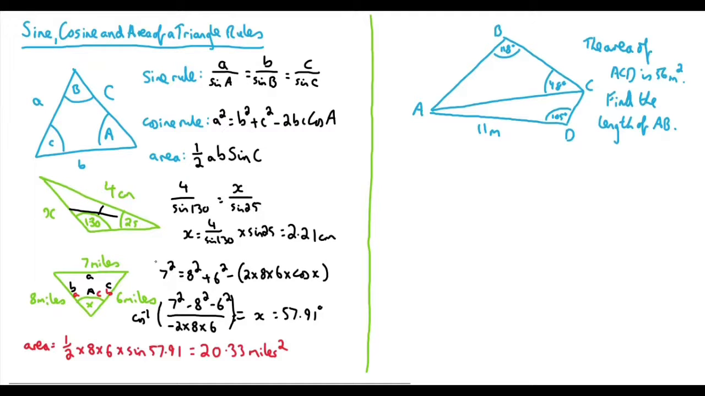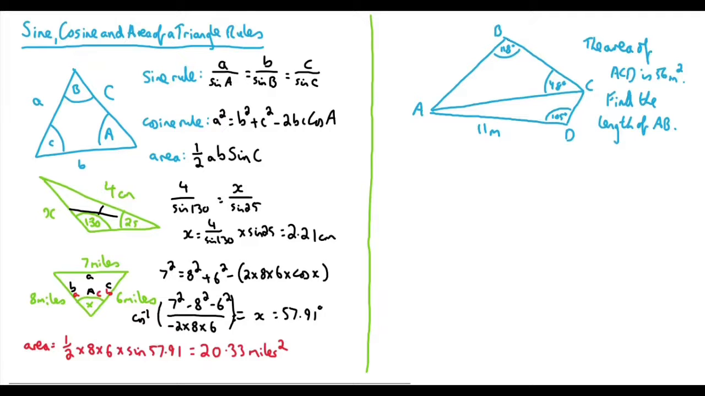So this is how we can use these rules individually. What if we had one question that contained all three of them? We have here a four-sided shape, ABCD. We know that the length AD is 11 meters. We know that the angle ADC is 105 degrees. Angle ACB is 48 degrees. And angle ABC is 118 degrees. The area of ACD, so the bottom triangle, is 56 meters squared. Find the length of AB.